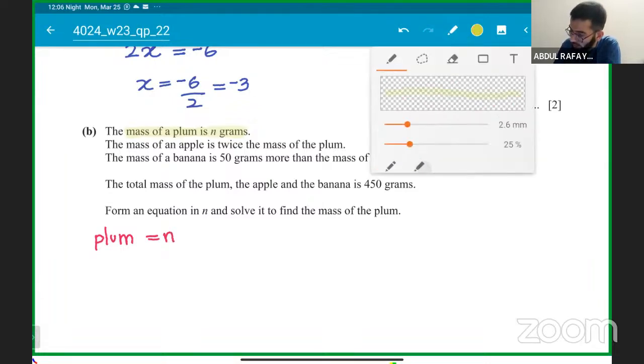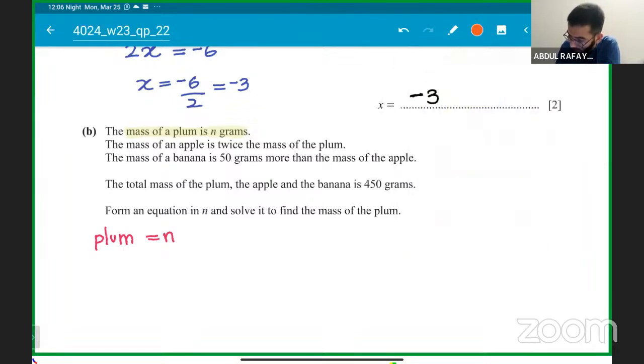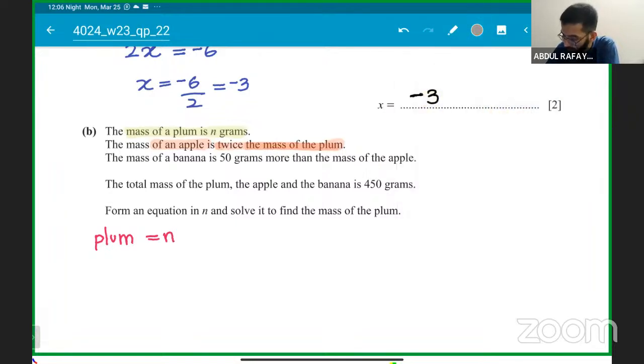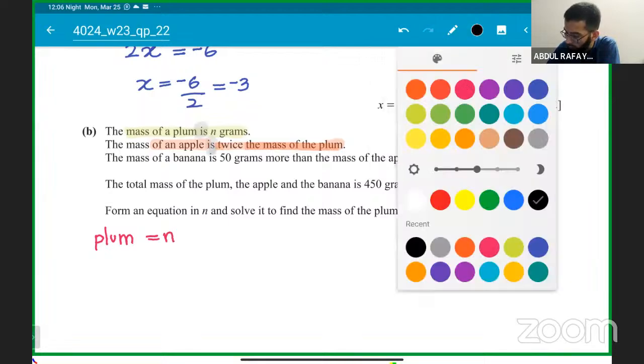Then we have the mass of an apple. After the mass of the plum, we have the mass of an apple, which is twice the mass of the plum. Twice the mass of the plum: "is" means equals to. Follow very carefully, students. Twice means two times the mass of that.